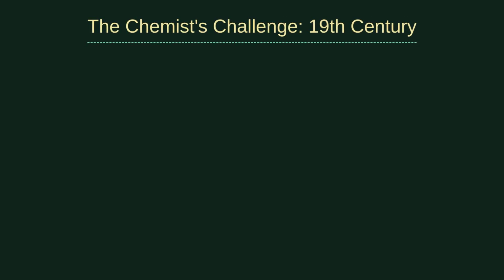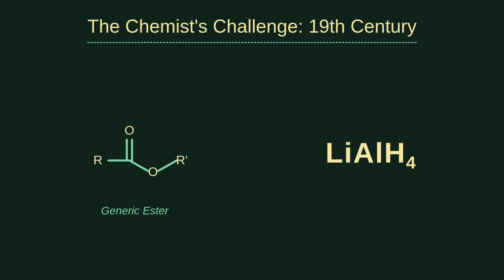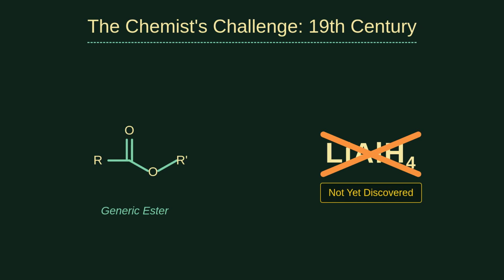If you were a chemist in the late 19th century and you wanted to turn an ester into an alcohol, you had a serious problem. This was decades before the discovery of powerful reagents like lithium aluminum hydride. Your options were limited and the chemistry was stubborn.